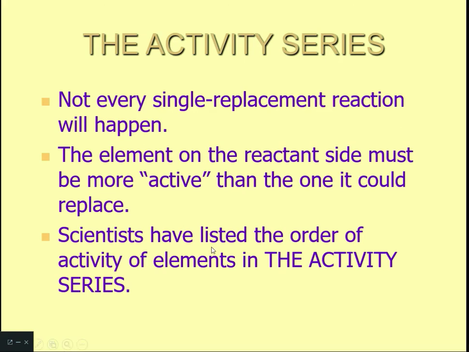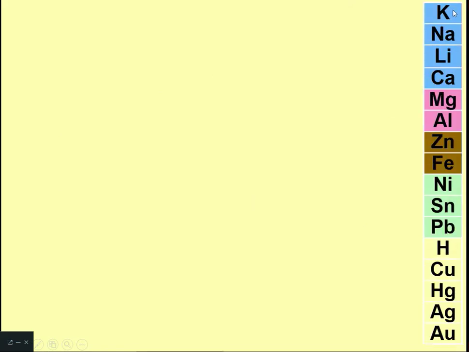Basically, scientists have reacted metals with other ions to figure out which ones were more active than the others. There's a video on OneNote that shows how that was done, and we would have done a lab like that if we had been in class. So, how does this work? Well, this is a version of the activity series. Notice potassium at the top, then sodium, lithium, calcium, and so on, and at the bottom is copper, mercury, silver, and gold.